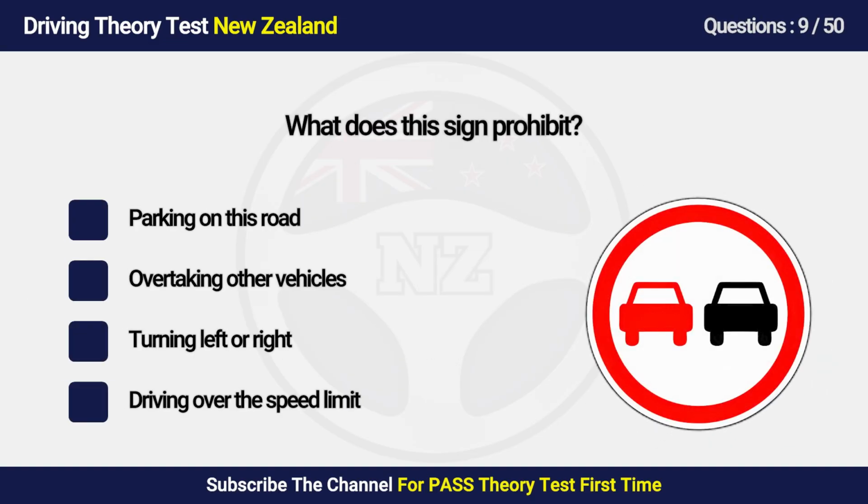Question 9. What does this sign prohibit? A. Parking on this road. B. Overtaking other vehicles. C. Turning left or right. D. Driving over the speed limit.